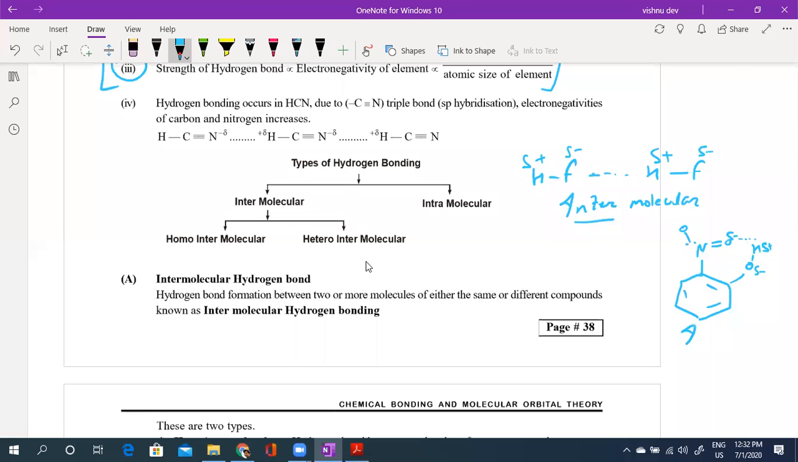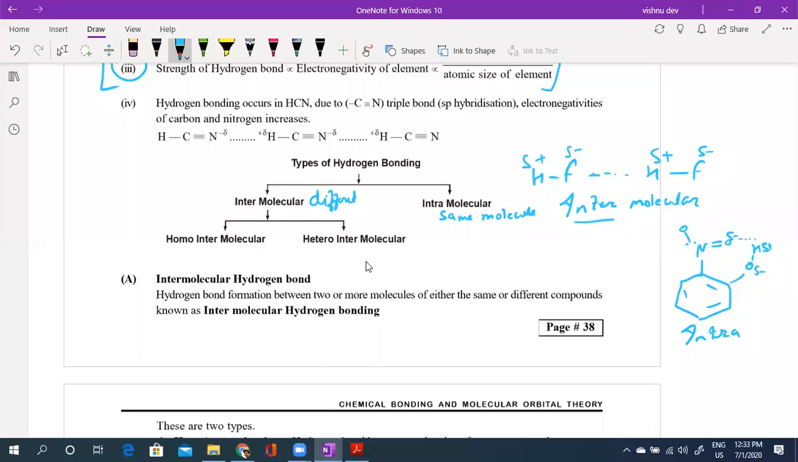Intra. Got it? Right? Does everyone understand this? If hydrogen bonding is in the same molecule, then it is your intra. Same molecule. Inter means different molecules. Got it?